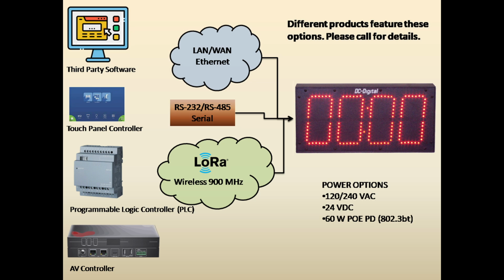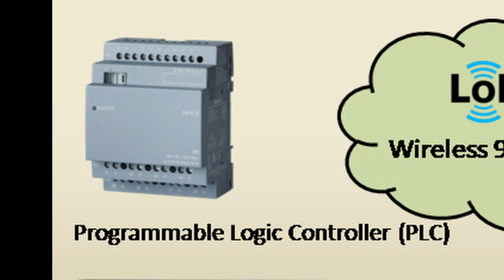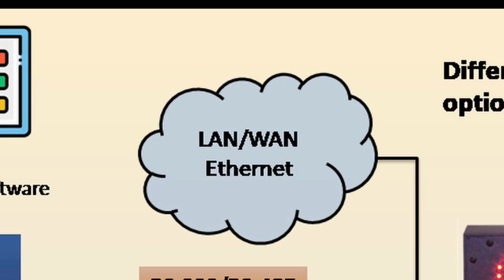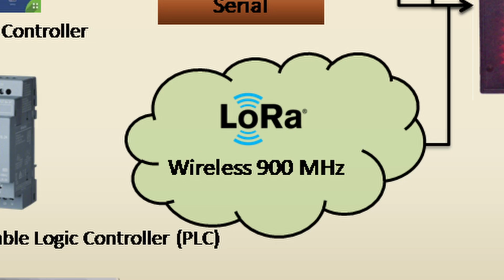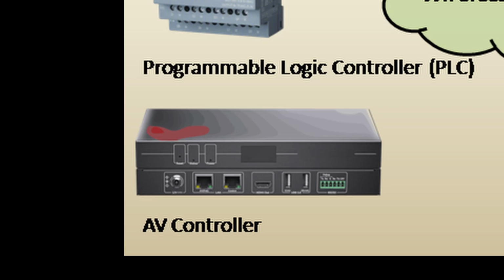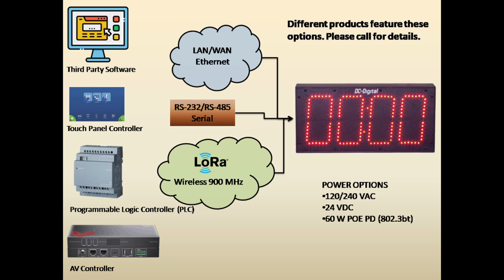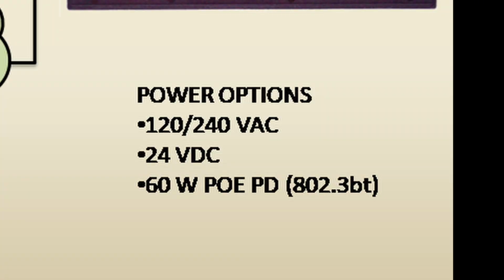You can also control it from a PLC, a programmable logic controller, and that can go over Ethernet or RS-485. Or we also have a LoRa 900 megahertz long range radio option that would be a send and receive pair. As well, you can control it from an audio video controller, such as a Crestron or an Extron type of controller. Power options for this device, they're not always POE powered. This one is.